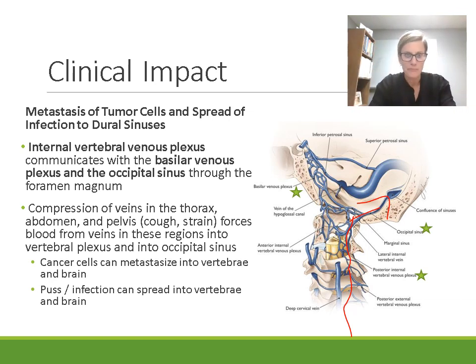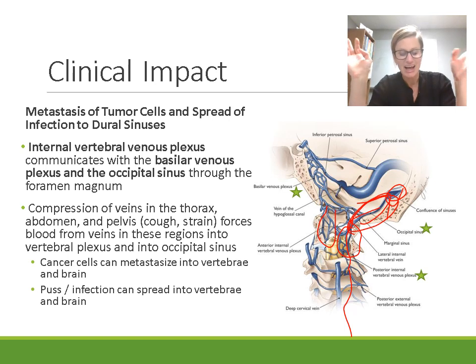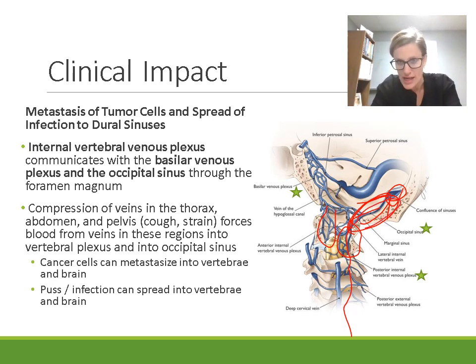So this is why. The internal vertebral venous plexus, right? That's like all these little veins in here and in here. Those are the internal vertebral venous plexuses. Those connect to the occipital sinus, right? Which you can see right down here, which goes up to the confluence of sinuses, which really connects to everything else. But the vertebral plexus connects to this occipital sinus. It also connects to the basilar venous plexus, which you see over here.